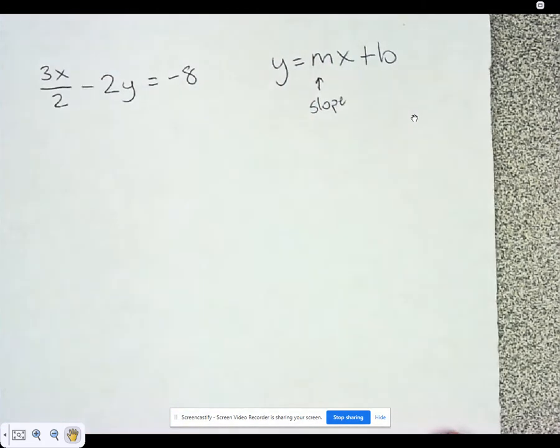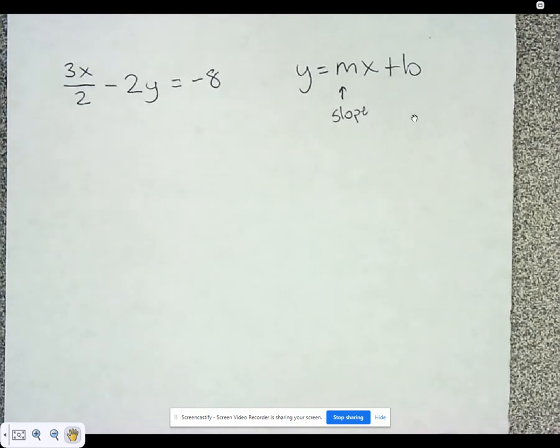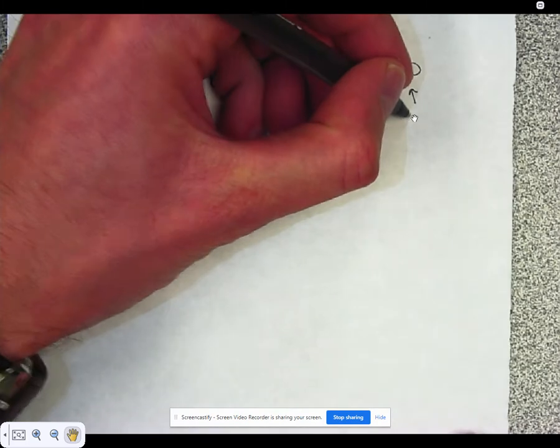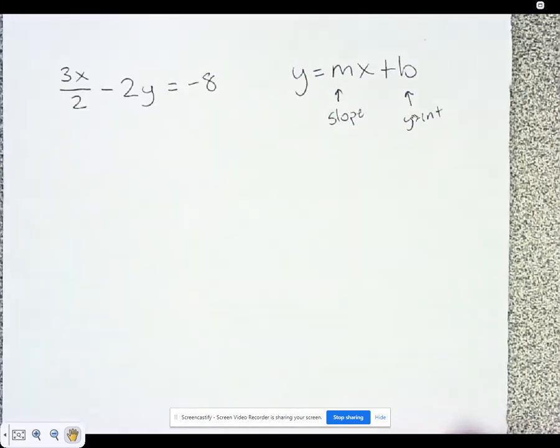That's how fast things are changing. And b looks like a 6, but b is the y-intercept. It's where it crosses the y-axis, and that's where we start from in most situations. All right, so here's my equation. It is not in that form.